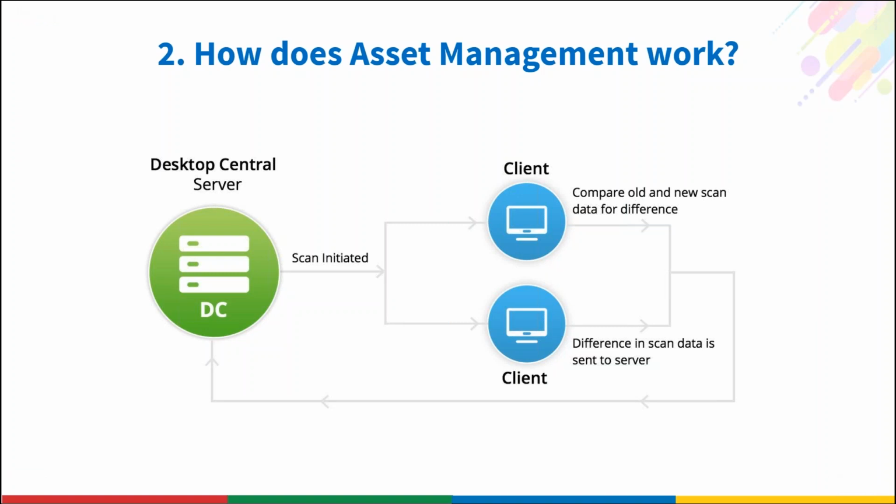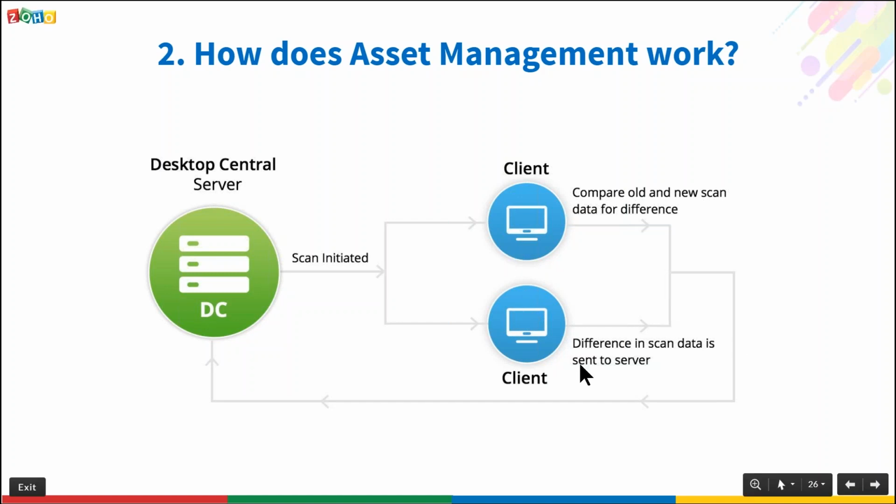Moving further, you can initiate a scan from the server, which is called an on-demand scan. When you initiate it from the server, an on-demand scan request will be sent to the client machines via the notification server. So this is the place where the notification server is used. The client machine will perform a scan and post the data to the server. But this time, it will not post the complete data again. Instead, it will post only the changes made since the last successful scan.